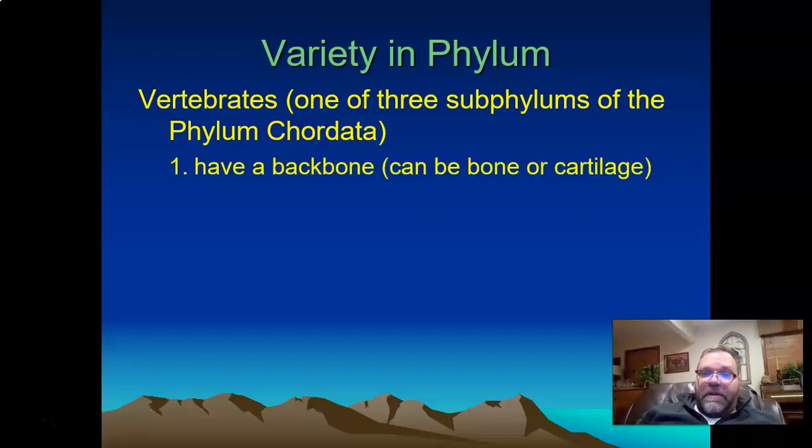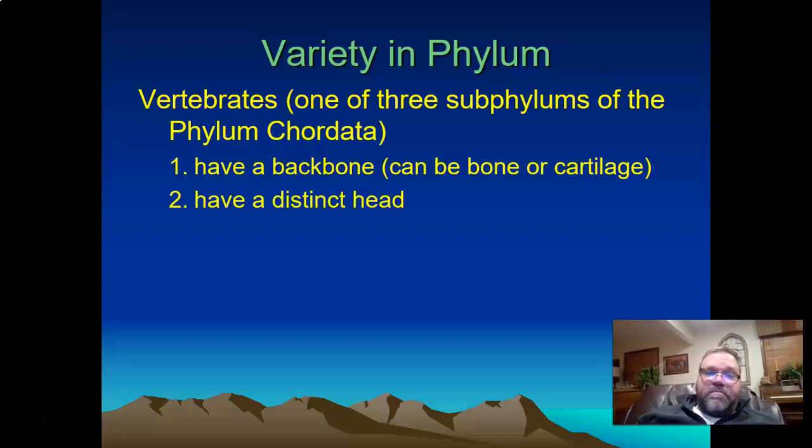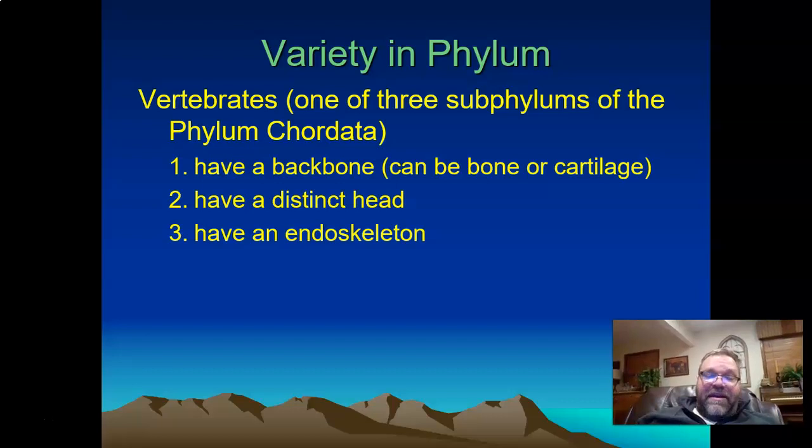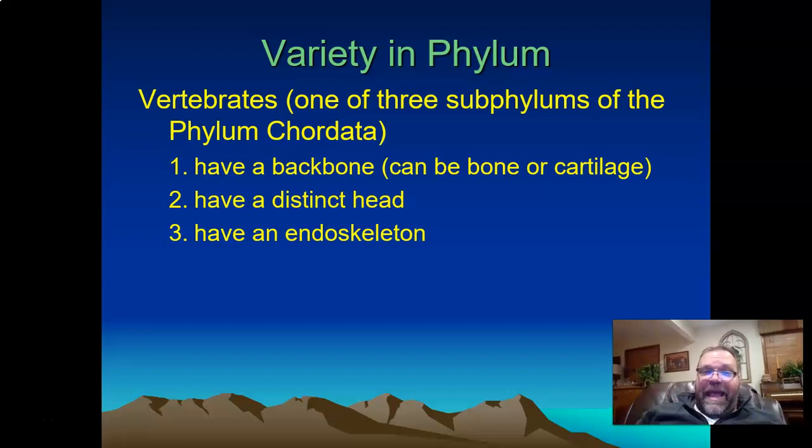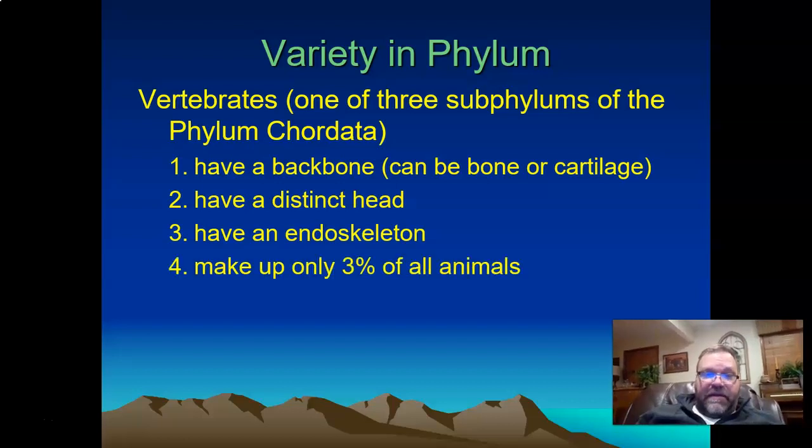The backbone can be made out of cartilage. You have to have a distinct head. You have to have an endoskeleton. That's a skeleton on the inside. That's what separates us from like crabs and insects. They have the skeleton on the outside. They have an exoskeleton. In order to be a chordate, you have to have a skeleton on the inside.